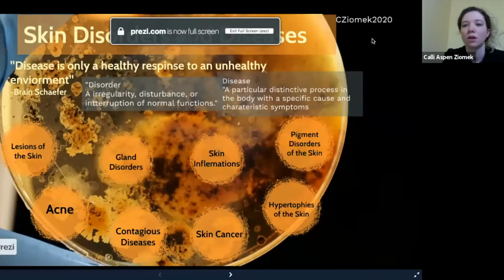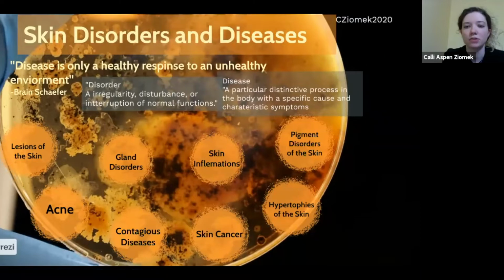Okay, so the first thing that I wanted to cover in today's chapter is the difference between a disorder and a disease. A disorder is an irregularity or a disturbance or interruption of the normal functions, whereas a disease is a particular distinctive process in which the body causes a specific characteristic or symptom.